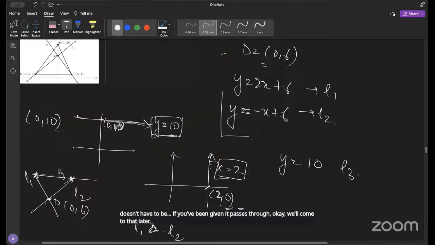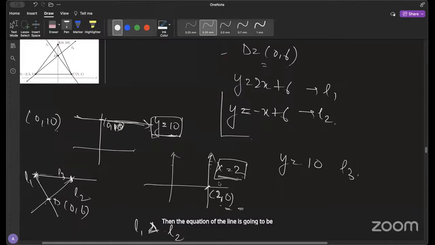If it passes through 2 comma 0 and it is parallel to the y-axis, then the equation of the line is going to be x equals 2, because your y keeps varying. If you take this point, y is something else, here y is something else, here y is something else, but x is constant. That's why the equation is x equals 2.